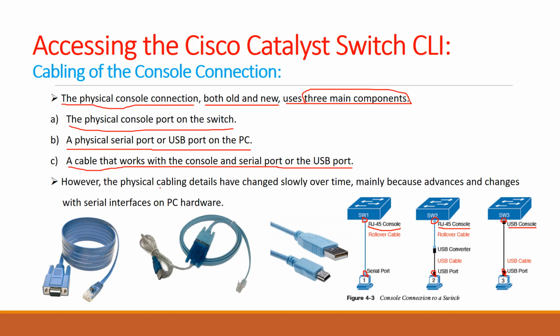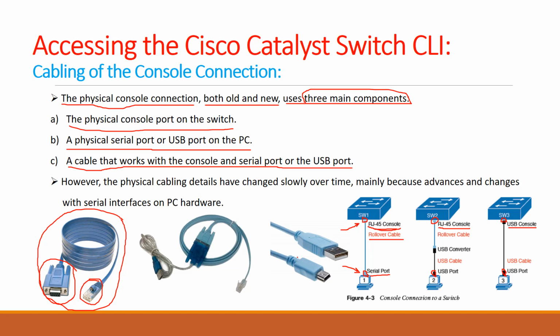What this means is that if you have a switch with an RJ45 console port and a PC with a serial port, you would use a rollover cable. This is how the rollover cable looks. This RJ45 connector will be connected to the switch console port here, and this serial port or RS232 port will be connected to the PC serial port.